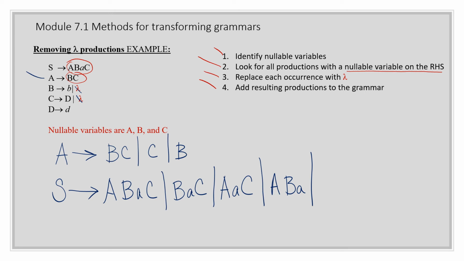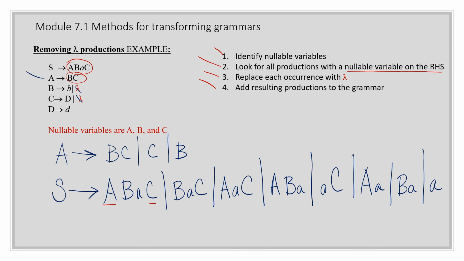So if we replace the A, B, that will give us A, C. If we replace the B, C, that will give us A, A. And if we replace the A, C, that will give us B, A. And then of course, if we replace A, B, and C all with lambda, then we will have the single A. 1, 2, 3, 4, 5, 6, 7, 8.